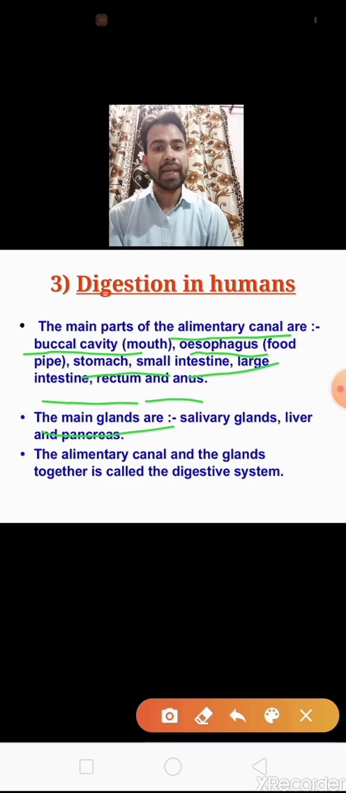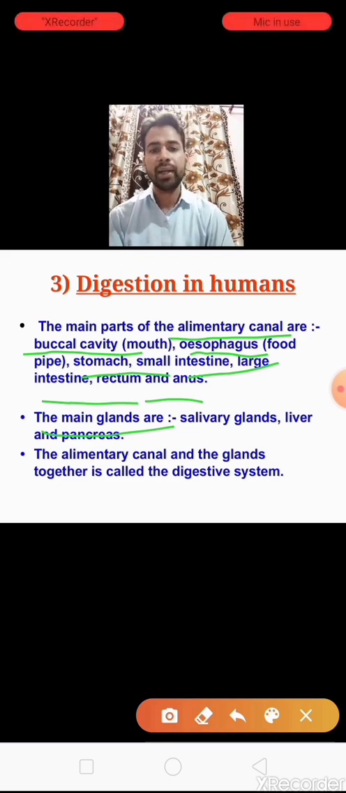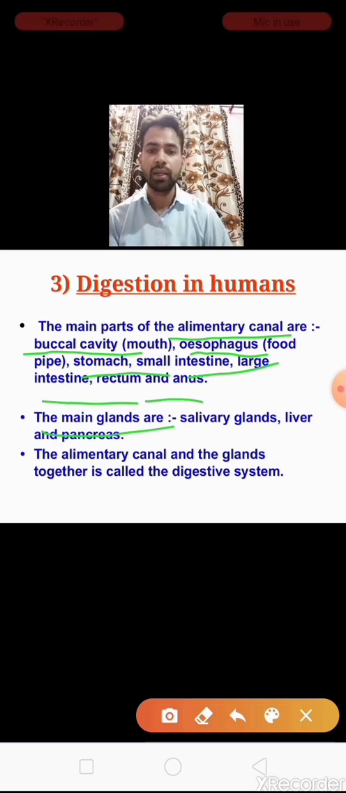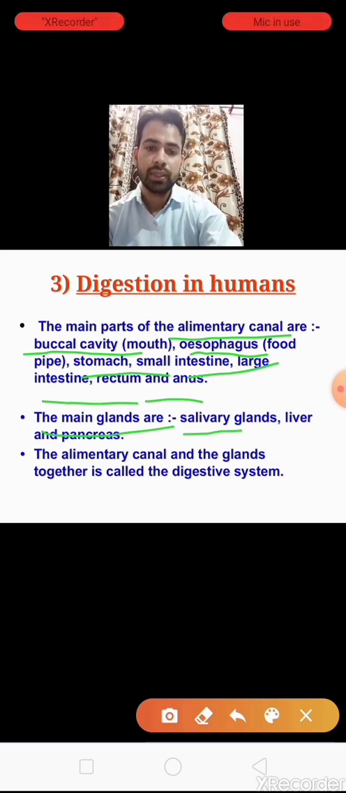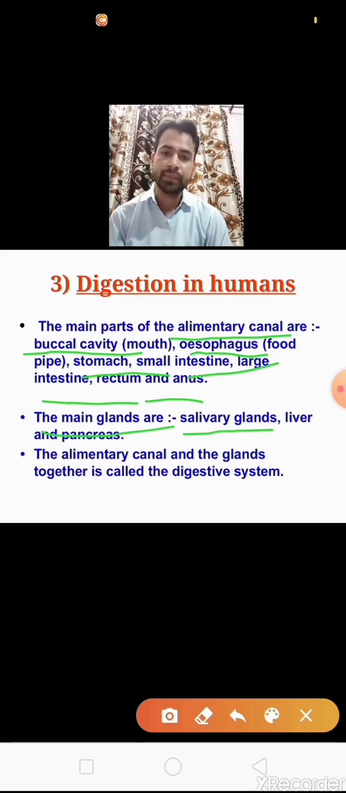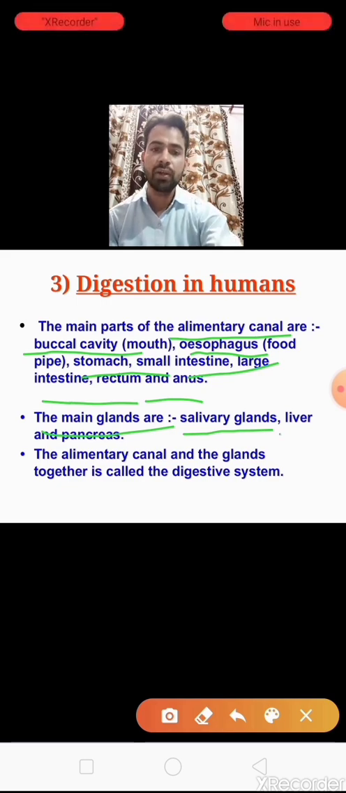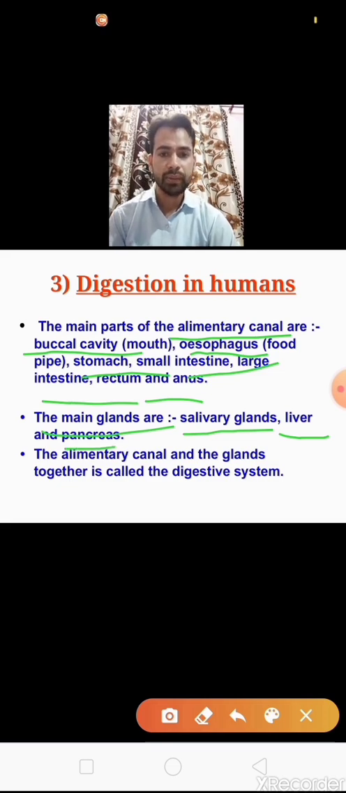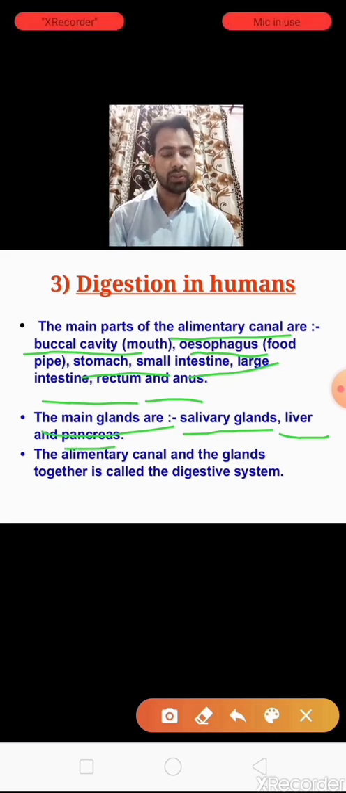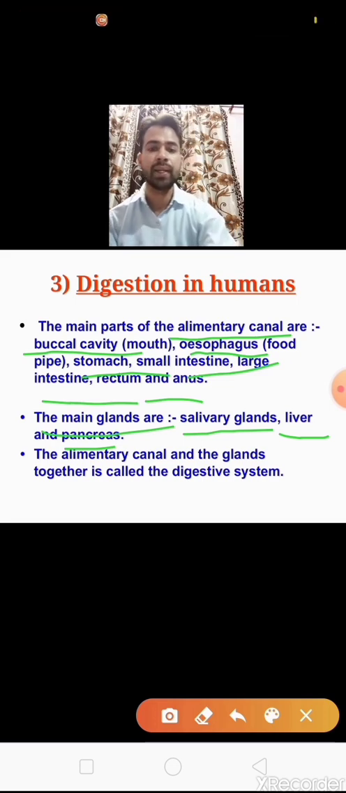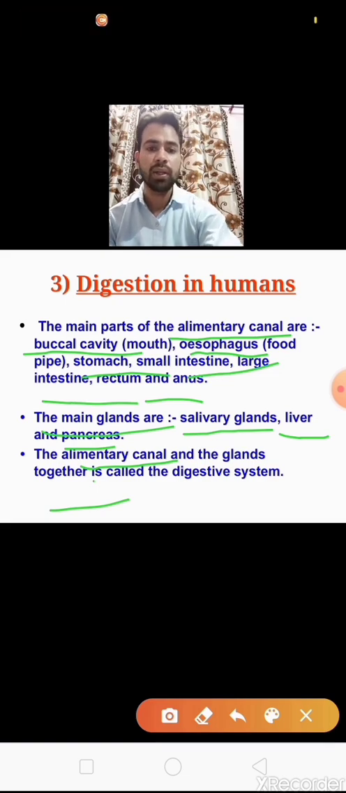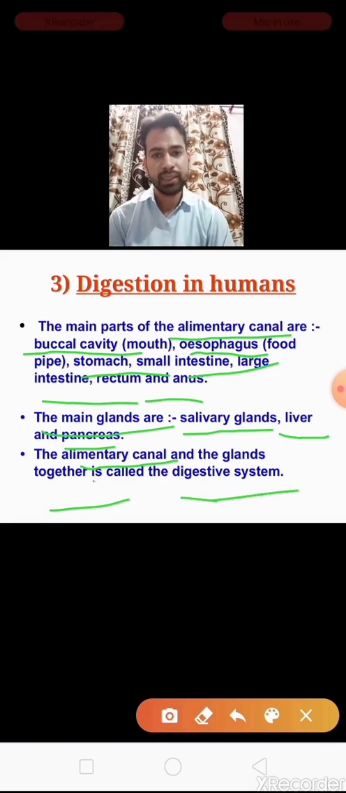Now, the digestive glands that are associated with the alimentary canal are the salivary glands, the liver, and the pancreas. Okay, clear? So in the end, we can say that the alimentary canal and the glands together are called the digestive system.